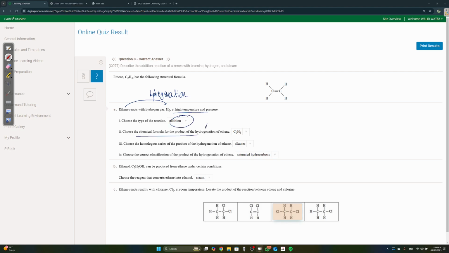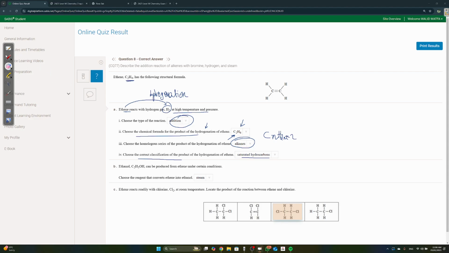Choose the chemical formula after the hydrogenation. So you have ethene C2H4, you're adding H2, what happens to it? You get C2H6. Choose the homologous series of the product. C2H6 belongs to what family? Obviously alkanes. Why? Because it's CnH2n+2, right? Choose the correct classification of the product of the hydrogenation of ethene. It's going to be saturated hydrocarbon.